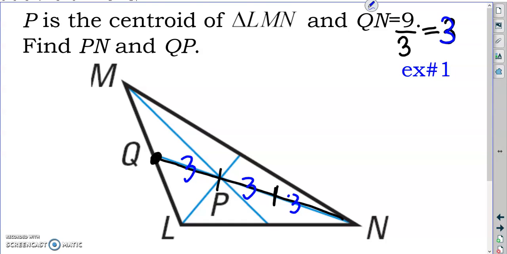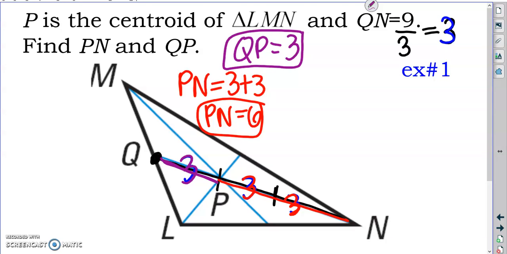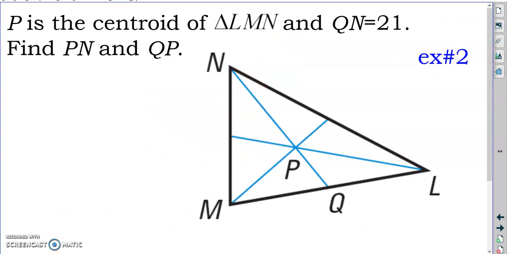And now PN, P to N is 2/3, so that's 3 plus 3 is 6. And QP is 1/3 here, and that's just 3. Do one more example.